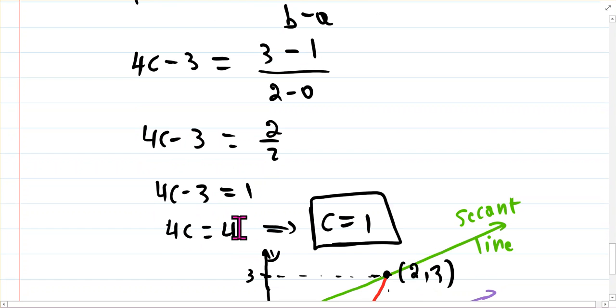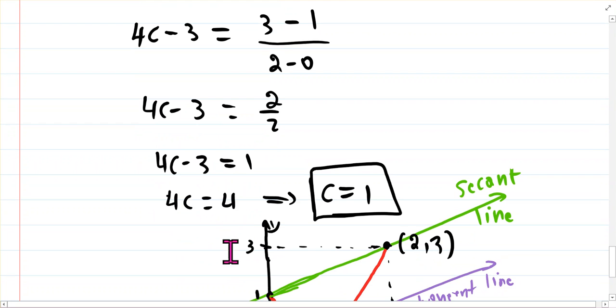So you add 3 to both sides. You get 2c equals 4. You divide this equation by 2, you get c equals 2. So this is the c that we're looking for.